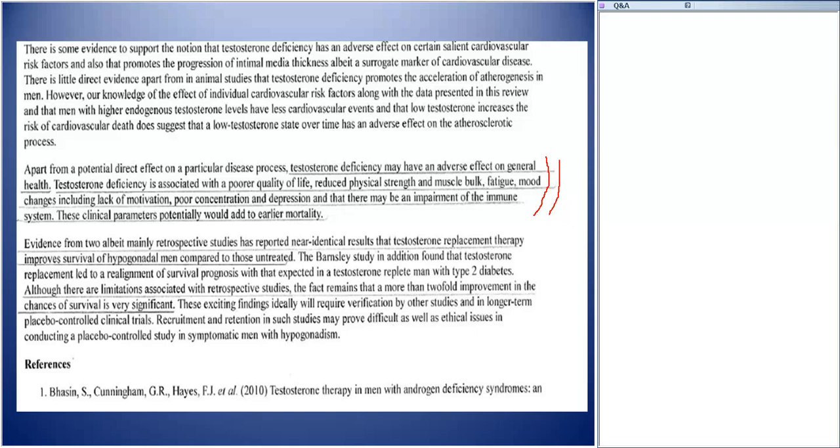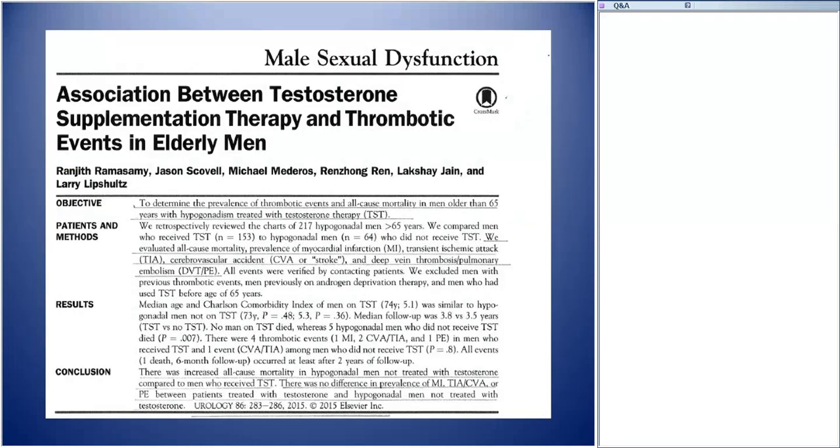Evidence from two, albeit mainly retrospective, studies reported near identical results: testosterone therapy improves survival in comparison with those that are untreated. Anyway, this is a nice review of a multitude of different studies, pretty much showing all studies except for those two show beneficial effects.